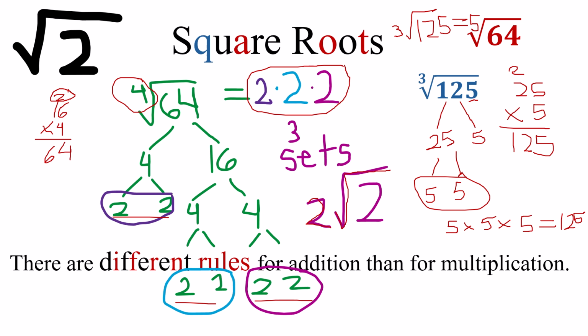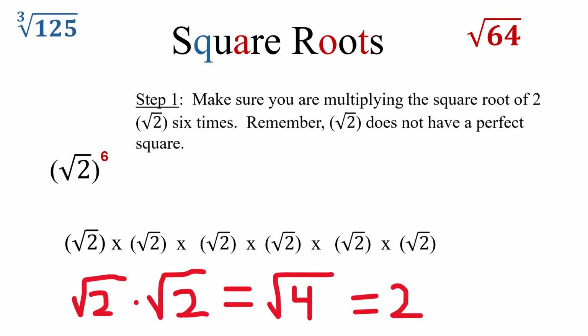Don't think about this too hard, because if you think about it too hard, you're going to get it wrong. Now, all of this is stuff that's already done. We're not going to do this here. This is the square root of 2 multiplied 6 times. You don't have to take it out of the radical sign right now. You just write the square root of 2 times 2 times 2 times 2 times 2 times 2. This is 6 times: 1, 2, 3, 4, 5, 6.